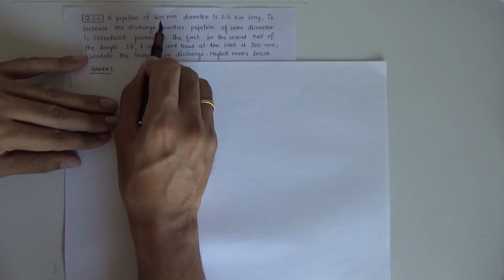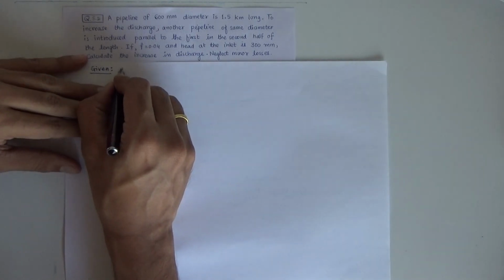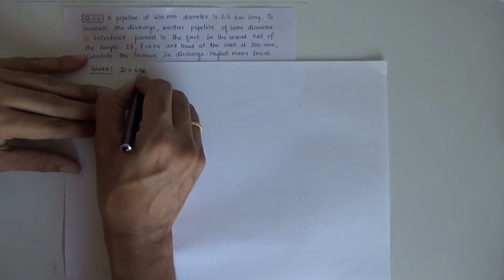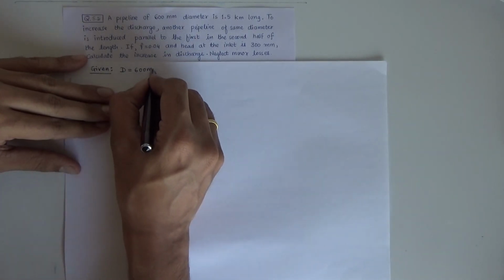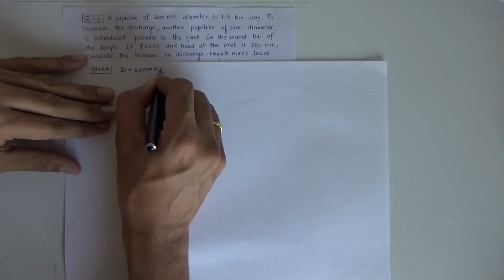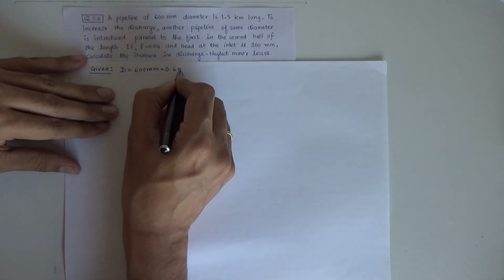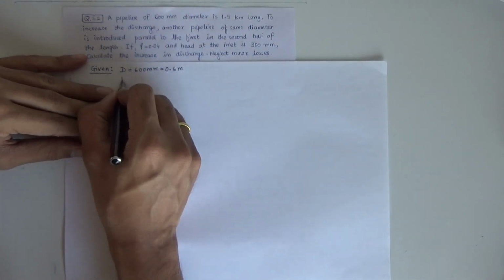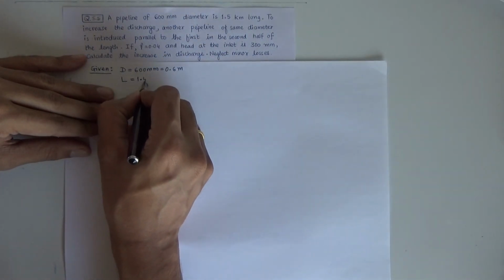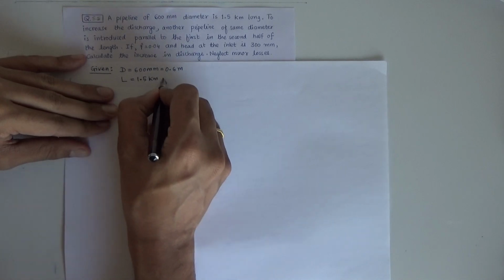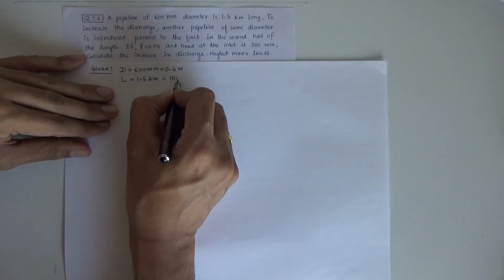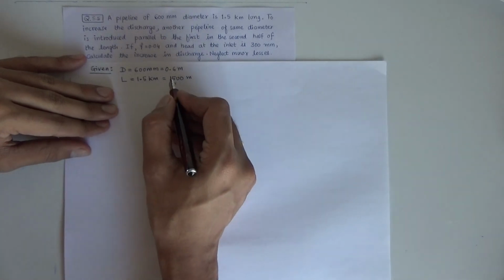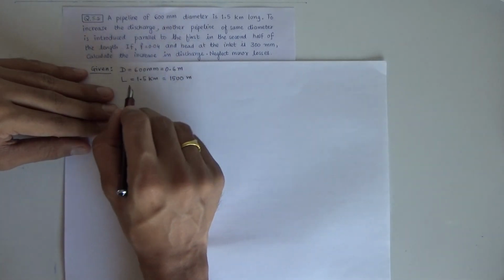The pipeline of a 600 mm diameter. So the diameter of the pipeline is how much? 600 mm. That is nothing but 0.6 meter. It is 1.5 kilometer long. Length of the pipe is what? 1.5 kilometer long. That is 1500 meter. Now this is the pipe given.